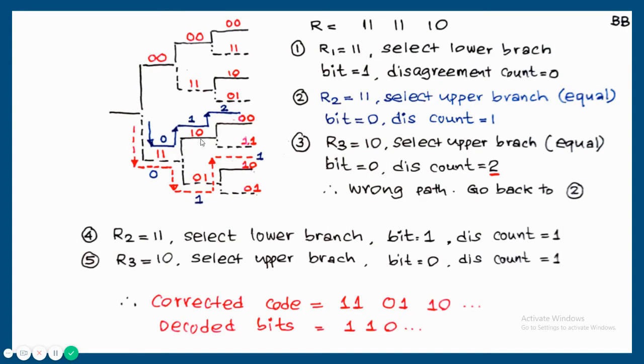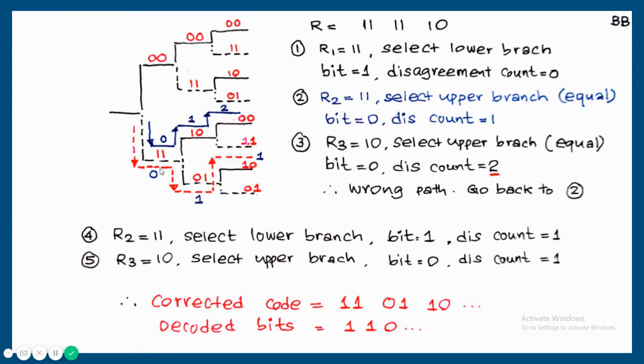Instead of selecting the upper branch, now I will select the lower branch. When I select the lower branch, the second set is 1, 1 and here I am selecting 0, 1. So the disagreement count is equal to 1. We are reaching here. From here we should make the next decision. The third received set is 1, 0 and you can see here there is a 1, 0. So we will select the upper branch. Again the disagreement count is only 1. That is an indication we are moving in a correct direction. And the selected path is from here to here, here and this one.